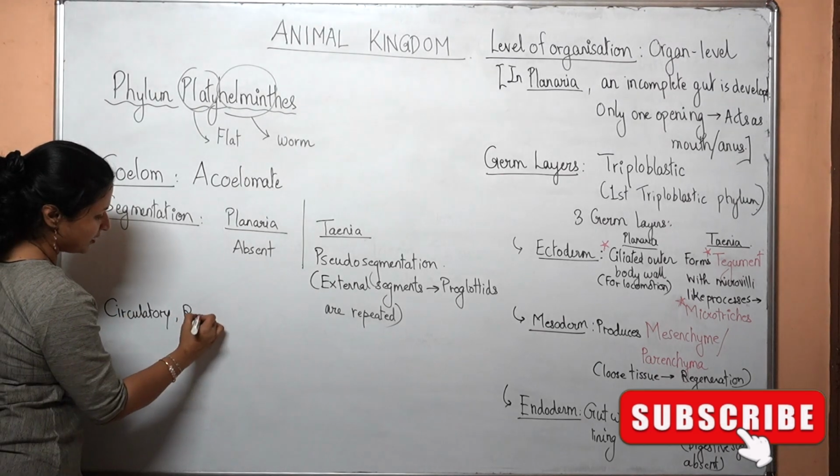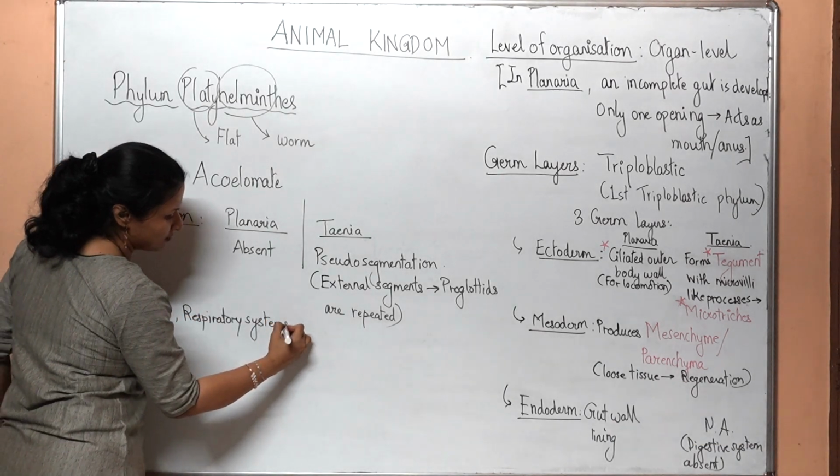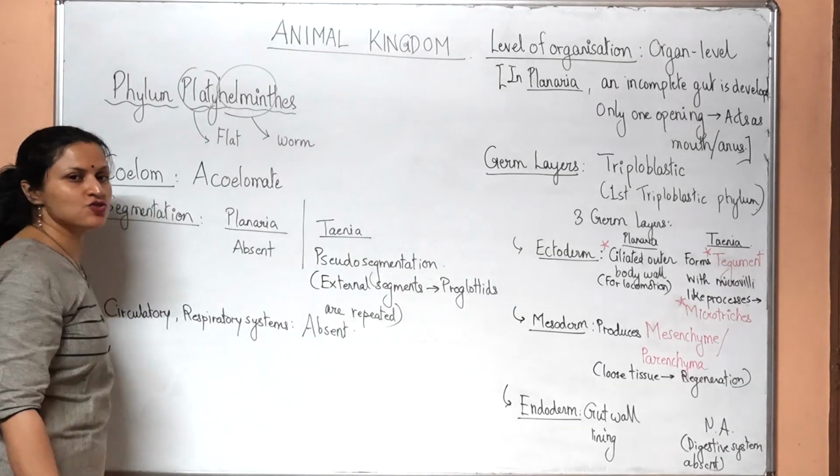Circulatory, respiratory systems are said to be absent because they rely on diffusion, no? That's why.